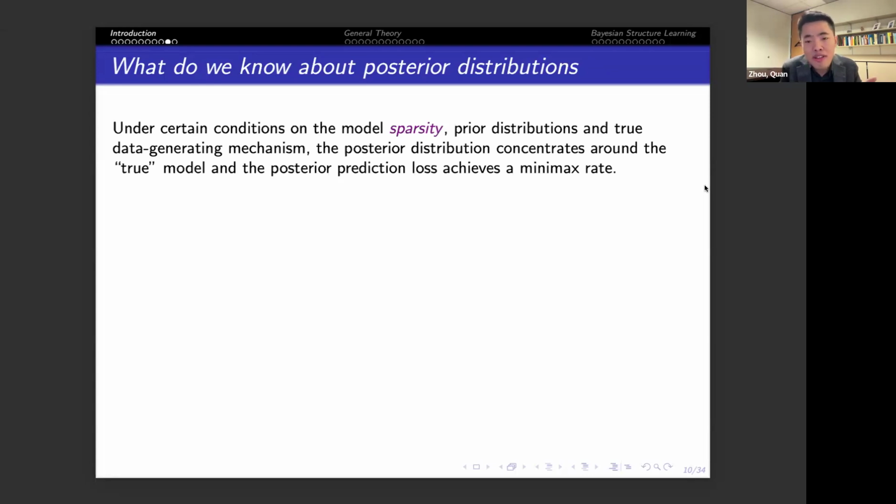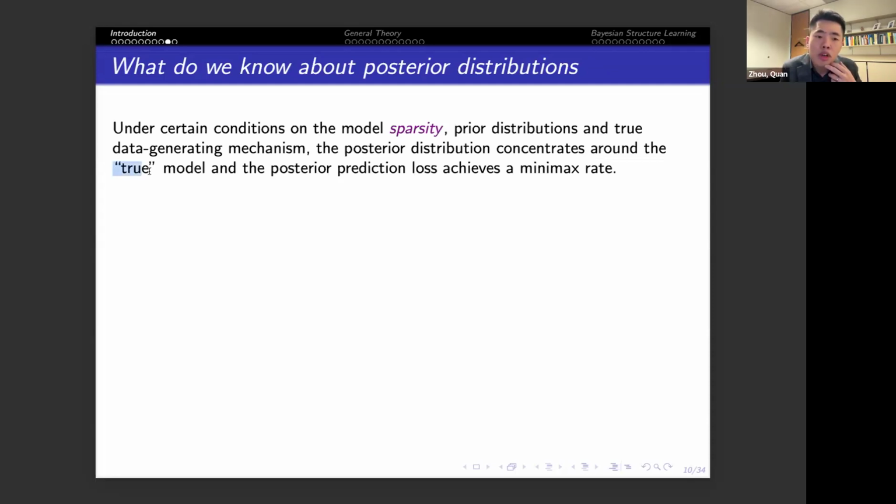And actually, there's a vast literature on posterior consistency and posterior contraction results for all these discrete space problems I have talked about and many other discrete space problems. Basically, once you impose some appropriate conditions on the underlying search space, especially sparsity, and you also have some assumptions on the prior distributions and how the data is generated, then you will be able to show that the posterior distribution concentrates around the true model, and you will have some kind of minimax rate in terms of the posterior prediction loss.